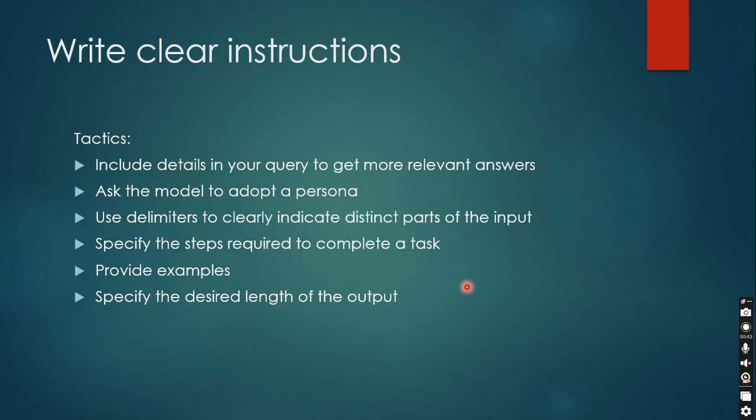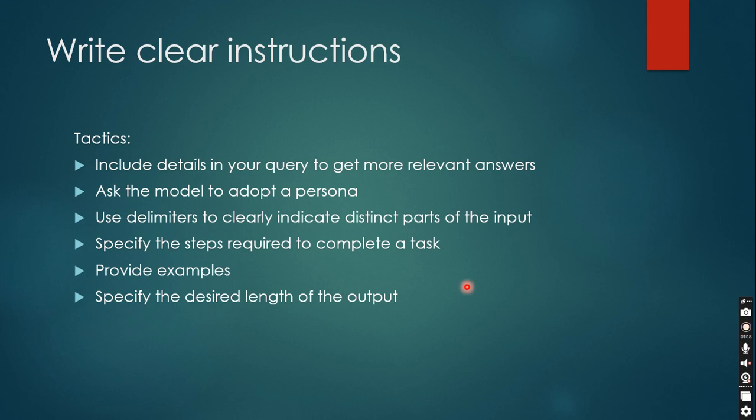First, write clear instruction. So while writing the clear instruction to the prompt, we have to keep in mind include details in your query to get more relevant answers. Ask the model to adopt a persona. For example, as in poet or as in teacher or tutor. So ask the model to adopt a persona. Use delimiters to clearly indicate the distinct part of the inputs. So if you have a long input and there are various input, delimit that.